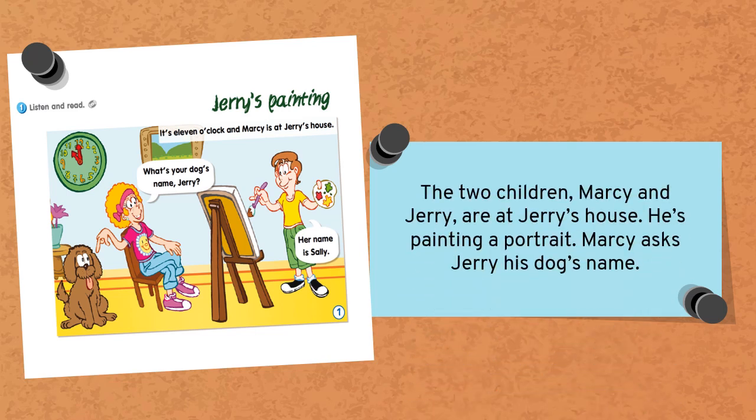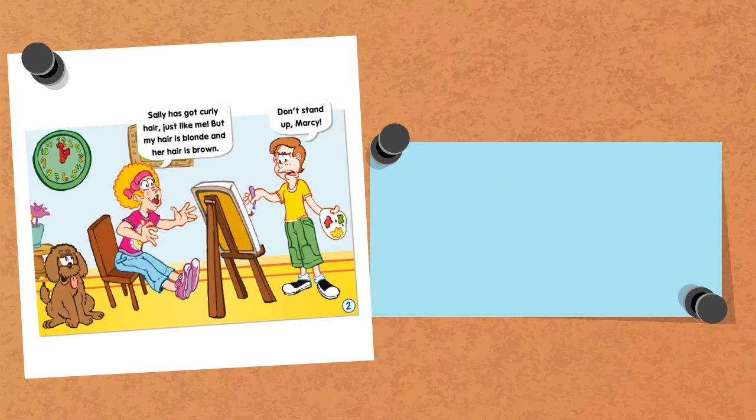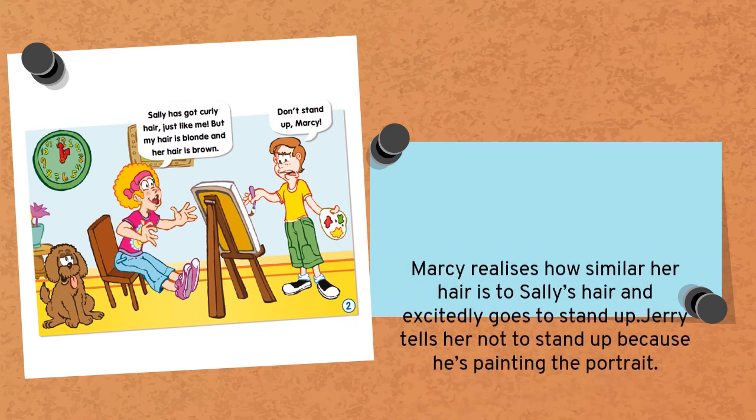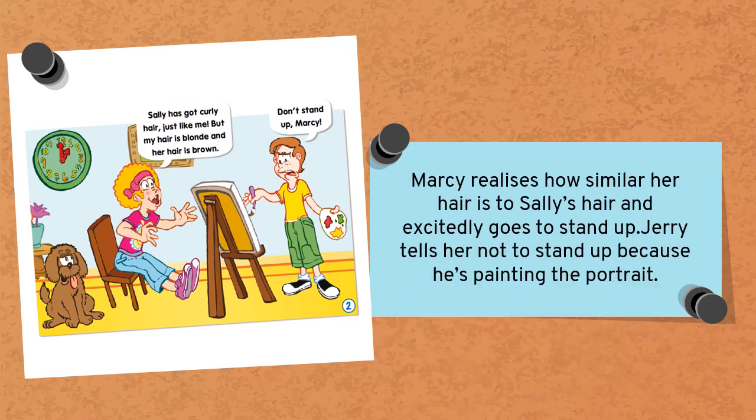The two children, Marcy and Jerry, are at Jerry's house. He is painting a portrait. Marcy asks Jerry his dog's name. For picture number 2, can you tell me what happens? Marcy realizes how similar her hair is to Sally's hair and excitedly goes to stand up. Jerry tells her not to stand up because he is painting the portrait.